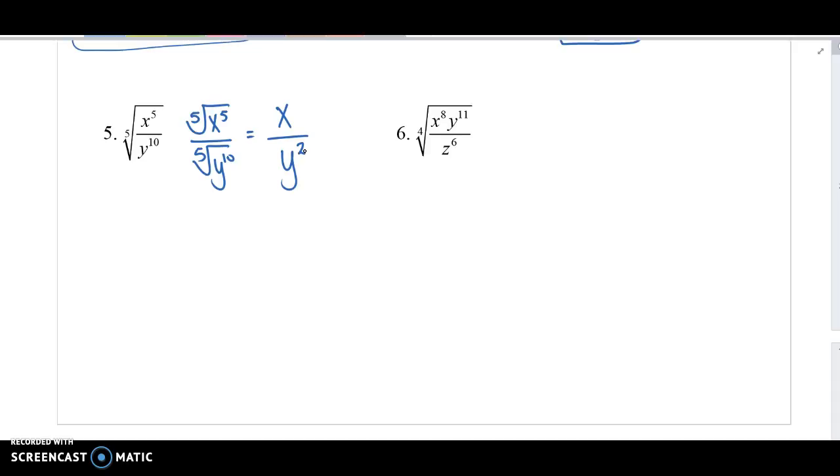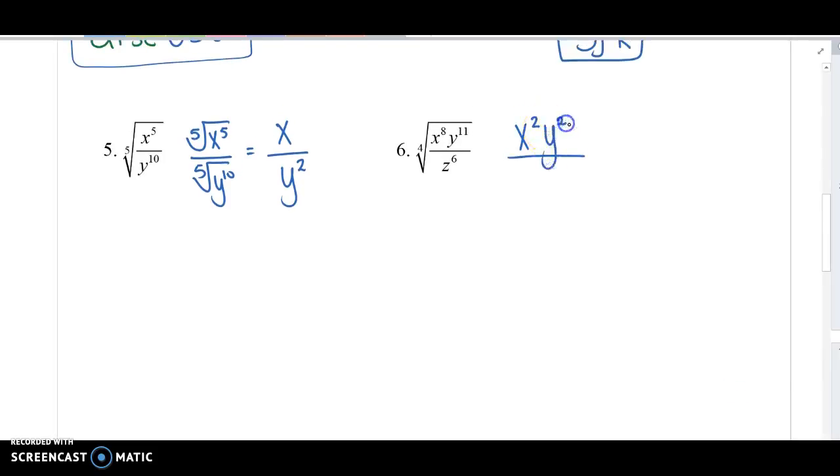Number 6, however, there are going to be some remainders. So, on the top, the 4th root of x to the 8th. How many groups of 4 are in x to the 8th? 2 groups. So that's going to be x squared on the top of our fraction. Okay, y to the 11th. How many groups of 4 are in 11? 2. That would take up 8 of them. And if we took 8 of these 11 out, how many would be left over? 3. So we still have the 4th root of y to the 3rd.